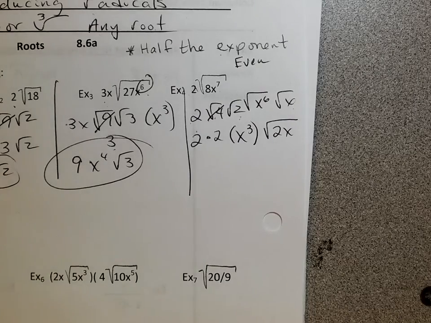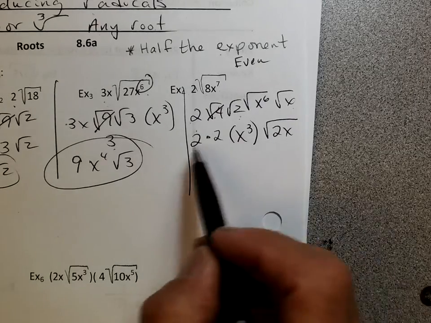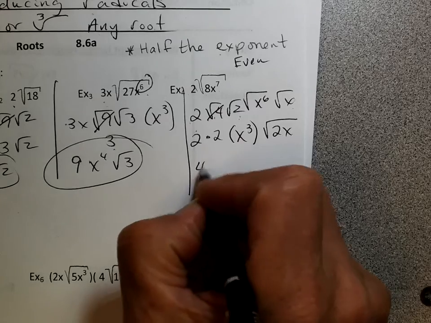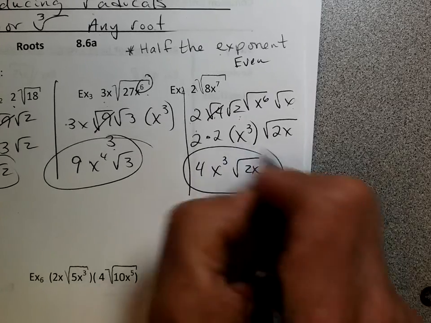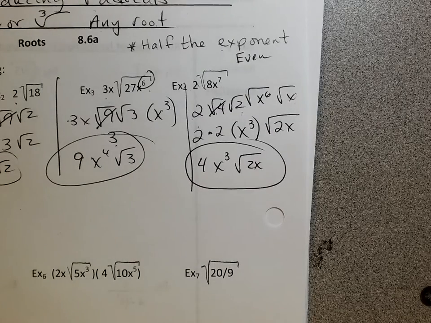Put them together, right? Now, let's just tidy it up. I know that 2 times 2 is 4. So I'm going to go 4x cubed square root of 2x. Right? Slide it over.